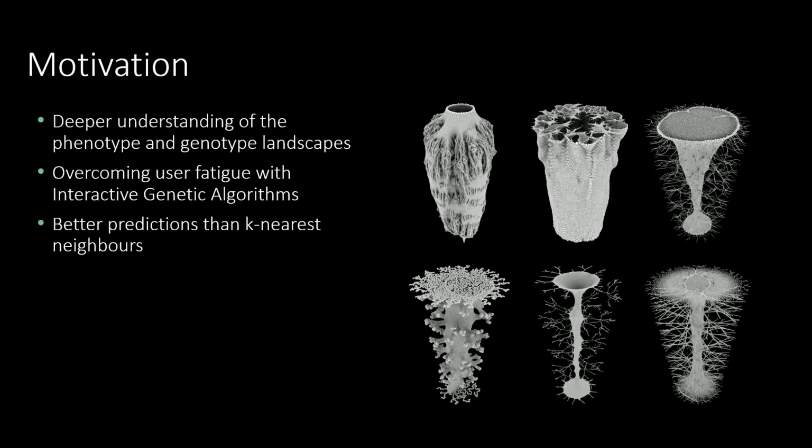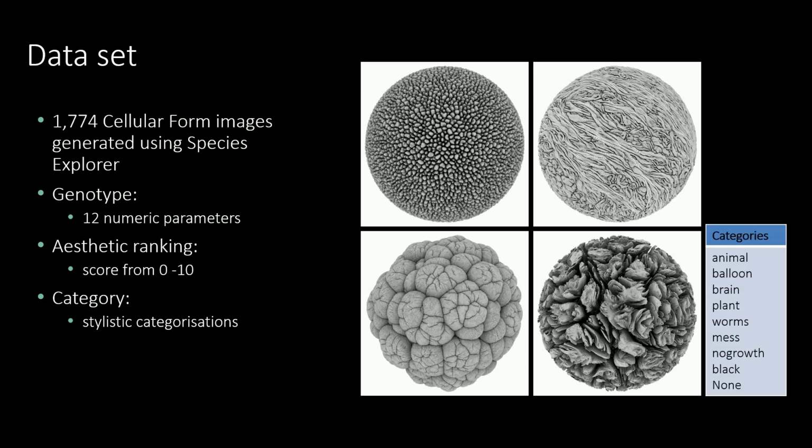And finally, can these methods simply provide better predictions than the k-nearest neighbour methods that SpeciesExplorer has been using so far? One of the main reasons we focused on using the original cellular forms was that we had a data set including subjectively assigned aesthetic ranking and stylistic categories that had been created when originally working on the series. The aesthetic ranking scores were from 0 to 10, where each image was assigned a value from 1 to 10, and failure cases, where no form was generated, were given a score of 0.